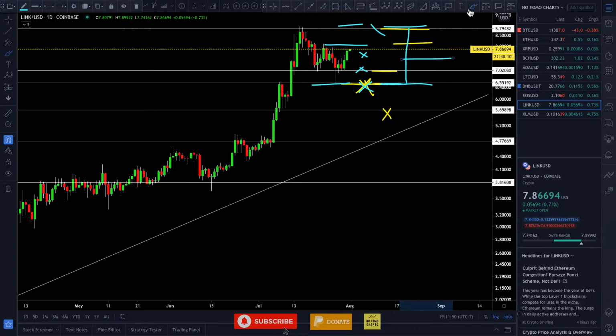So what Link needs to do is reopen its higher high, higher low pattern and go up. That's what we need to see from Link.